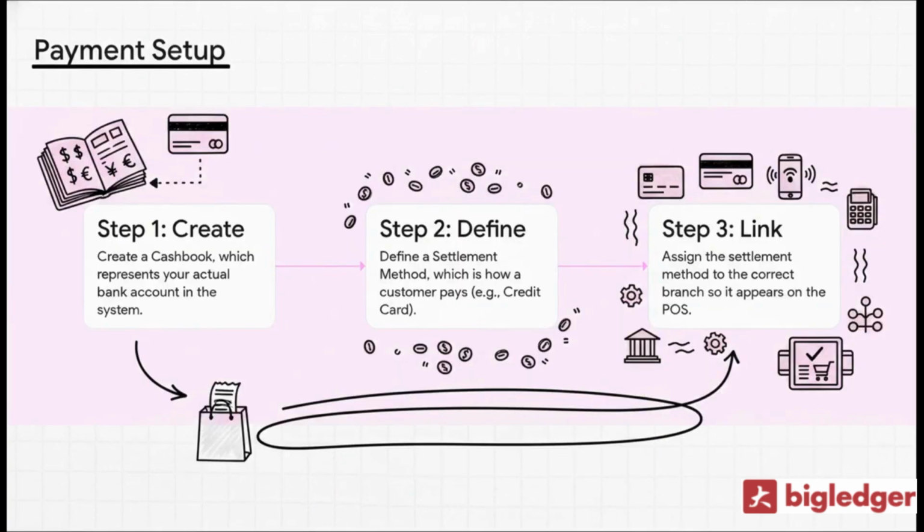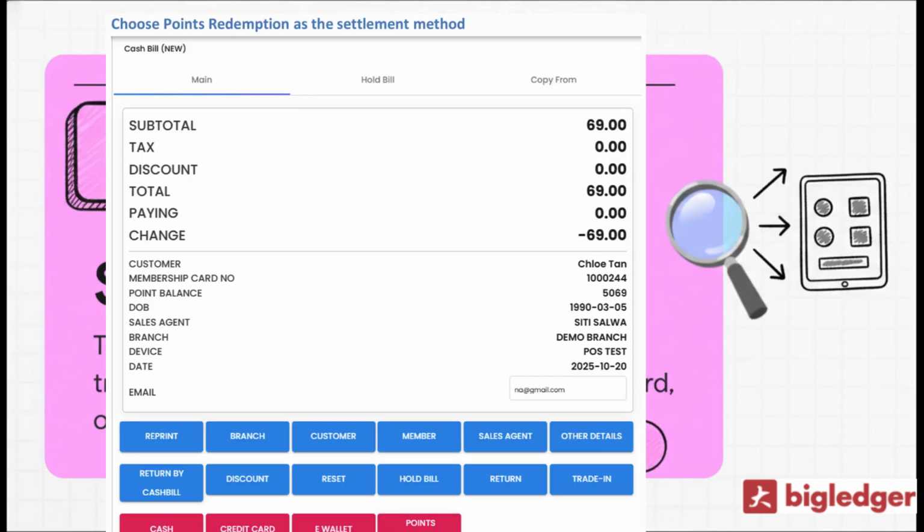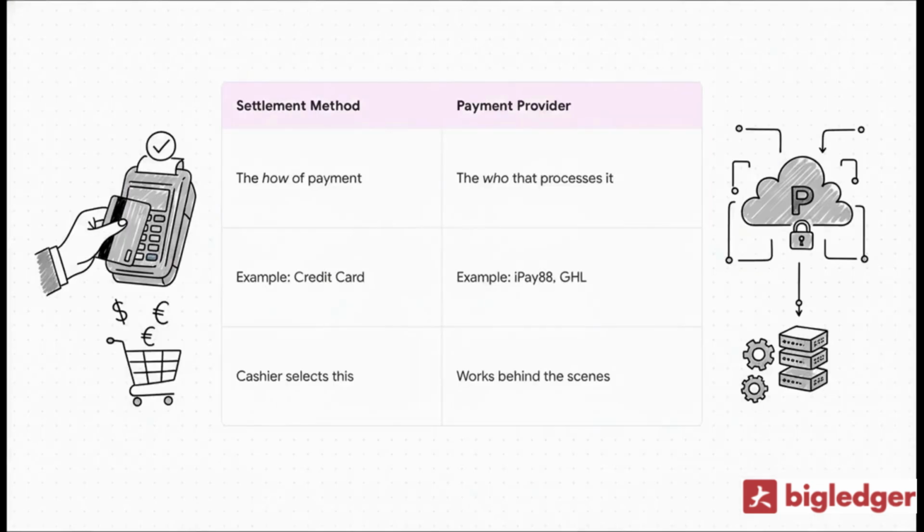It's a simple 3-step process. You'll create a cash book, define your payment methods, and then link them up. And here's the cool part. Each method you create becomes a payment button for your cashier on screen. Now, don't mix up the method with the provider. The provider is just the company that processes it.